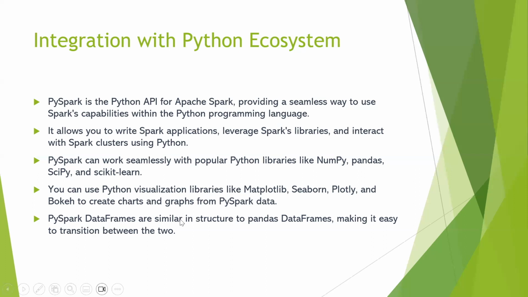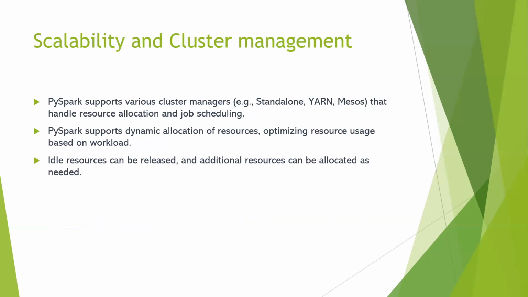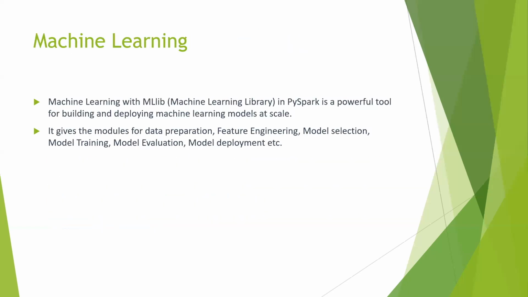Now, PySpark data frames are similar in structure to Pandas data frames, making it easy to transition between the two. That is the answer to your question, that we can switch between the two. The PySpark data frames, like Spark data frames, come into the picture. They are very similar to Pandas data frames, so you can switch whenever you want, to whatever is familiar to you according to your need. You can switch between the two. Okay. And machine learning is also a key feature of it.